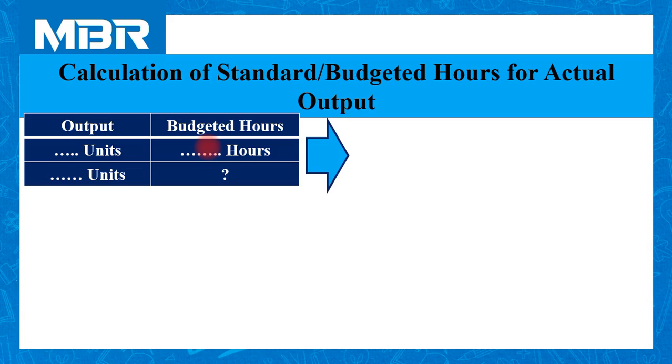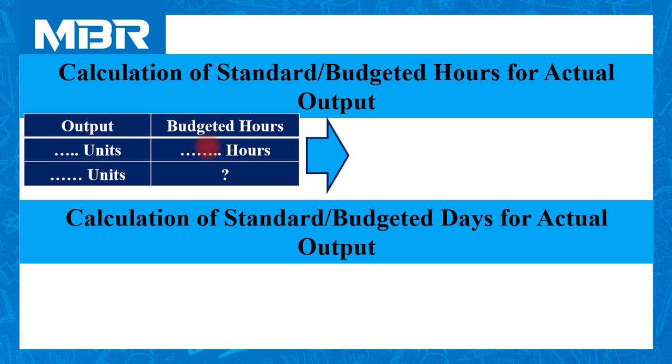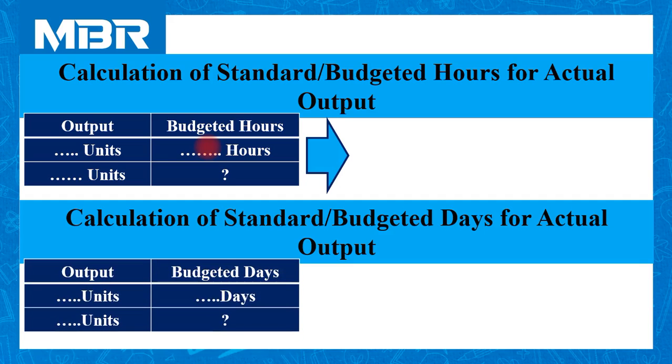Here, in addition to the hours, we have information of days. So we need to calculate standard or budgeted days for actual output. Similar to the above calculation, we will put the formula, and it is very simple. When this output is possible in these budgeted working days, for this many units produced by the company, how many days are required? So again, it is one more cross multiplication.